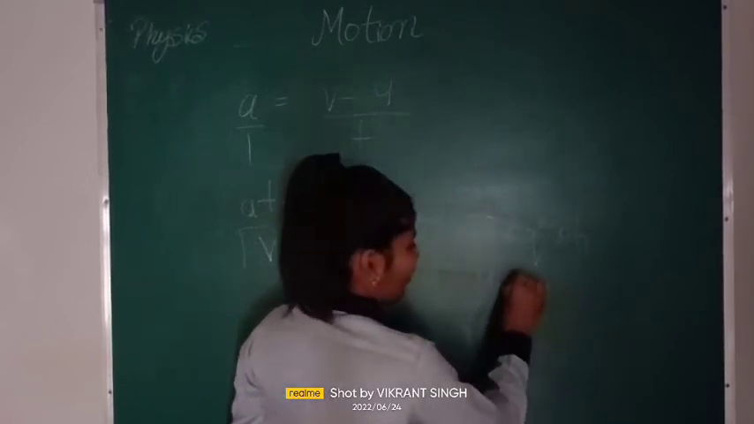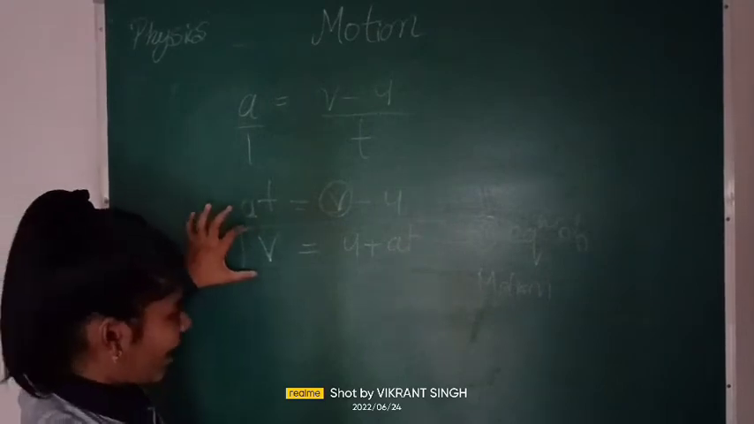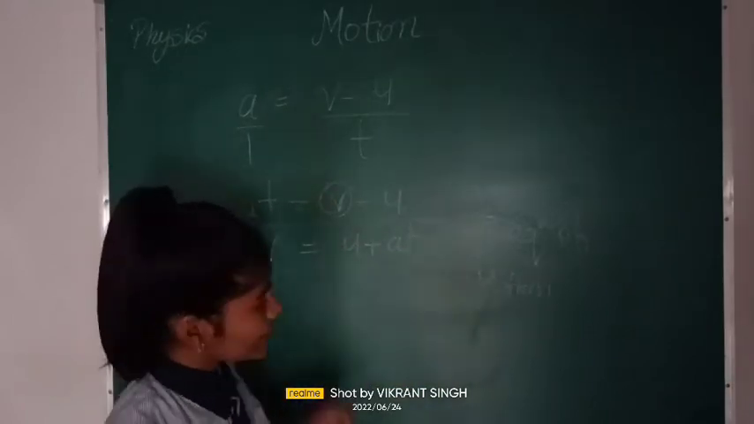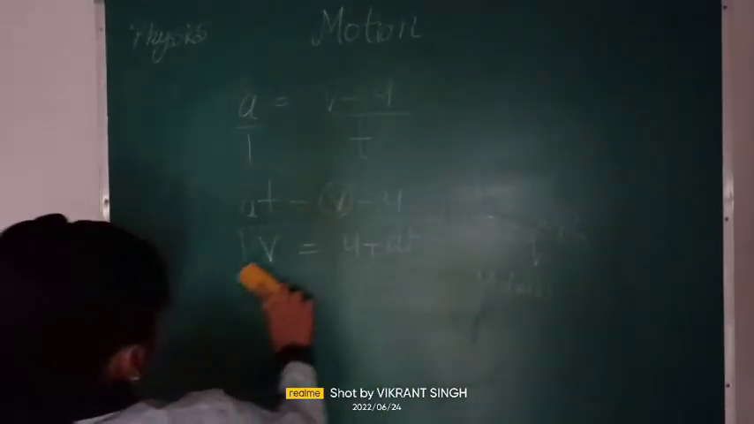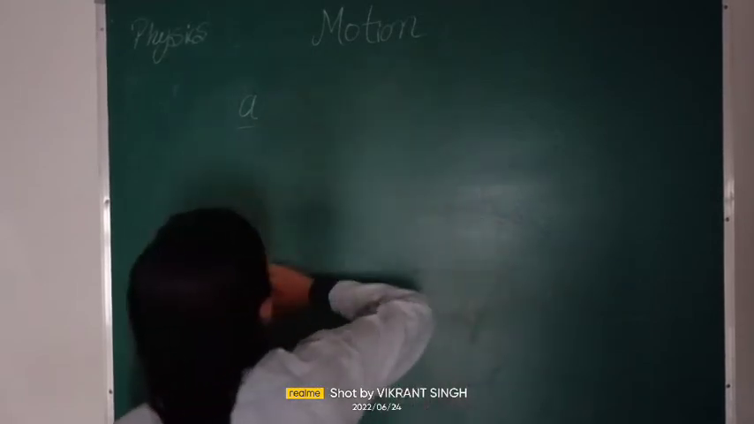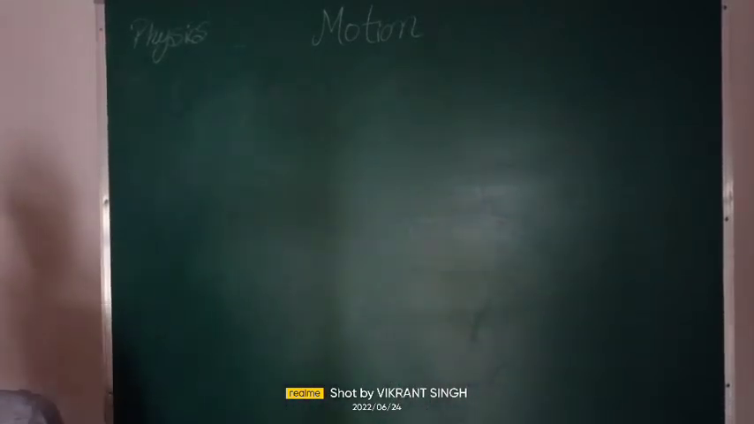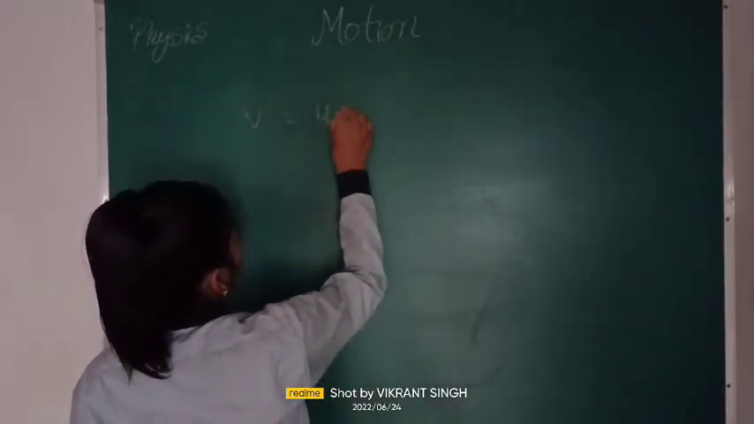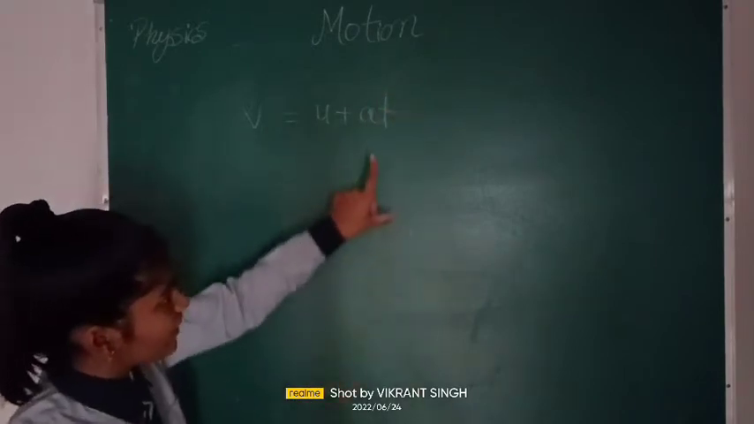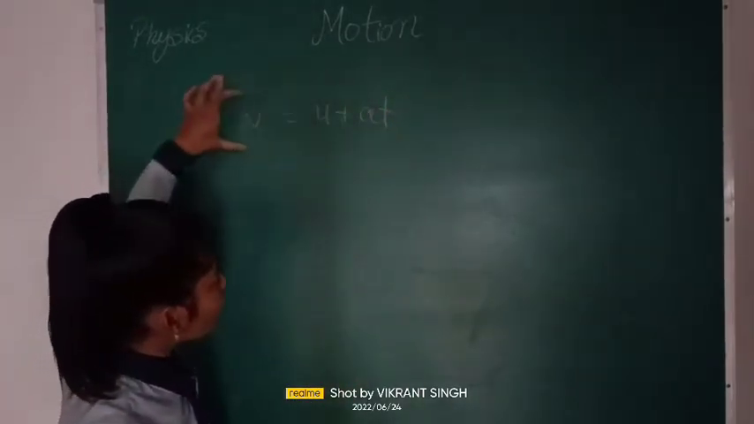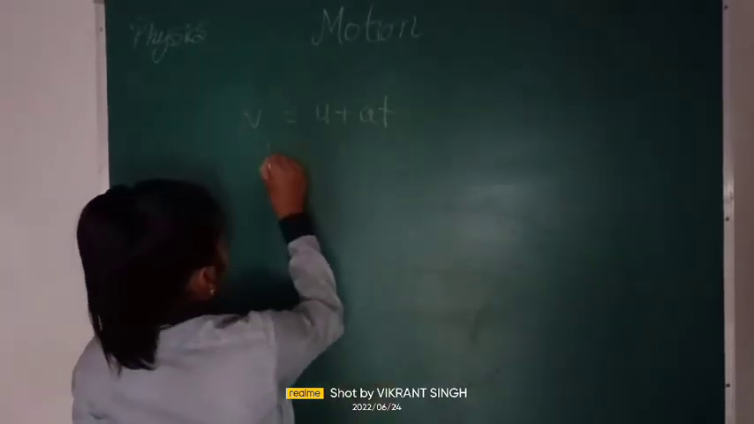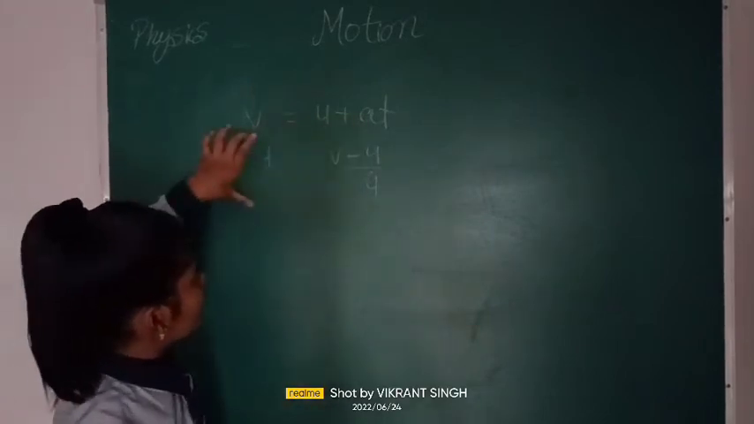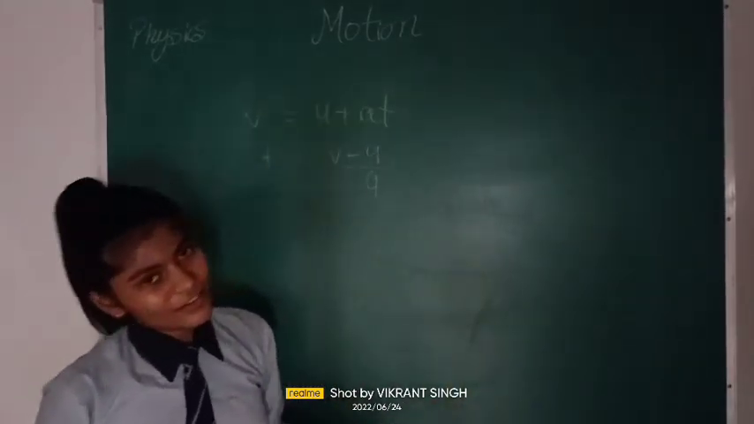Okay, now keep this in mind. Let's move and try to derive the second equation of motion. We have derived the first. Let's move to the second equation. Now see the first equation, that is v equals u plus at. Can you find this t here? If t is unknown, and all of these are given, can you find this t? Yes, t equals v minus u upon a. So keep this t in mind.